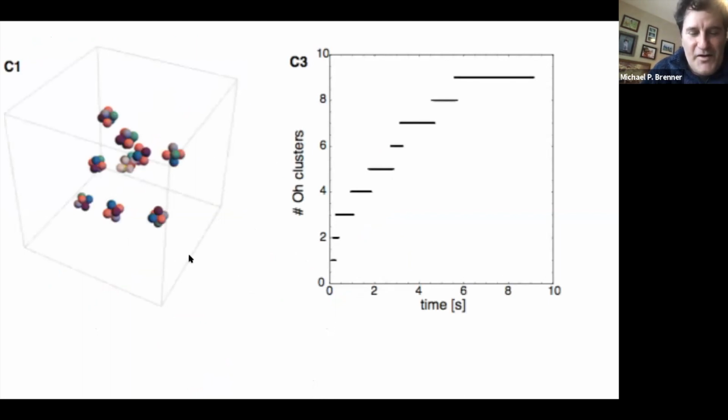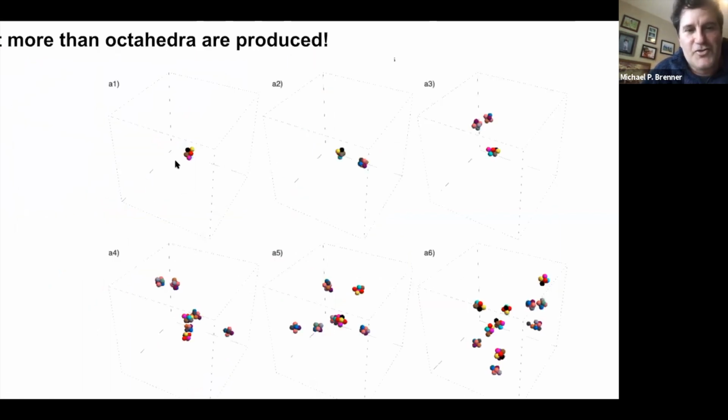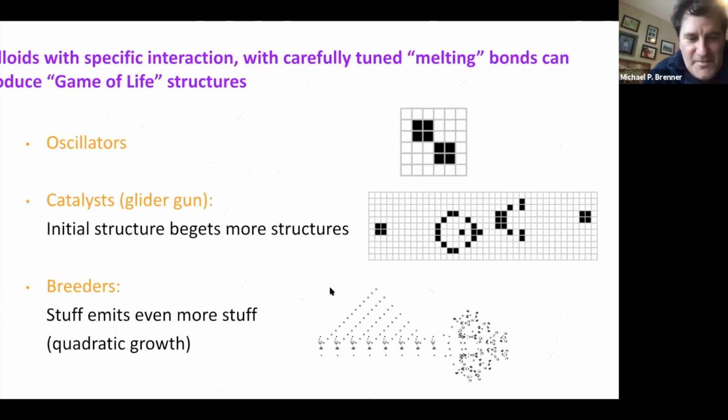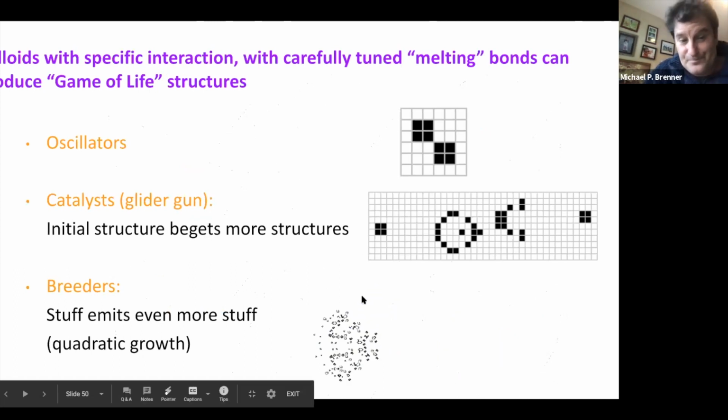But then it turned out that when we simulated it, one got octahedra, but one got lots of other structures too that formed because of errors in the process. And you then end up with a box full of all of these structures, each of which starts templating more structures, and you end up with an explosion of different structures that form, which reminds me a lot of this breeder gun thing.